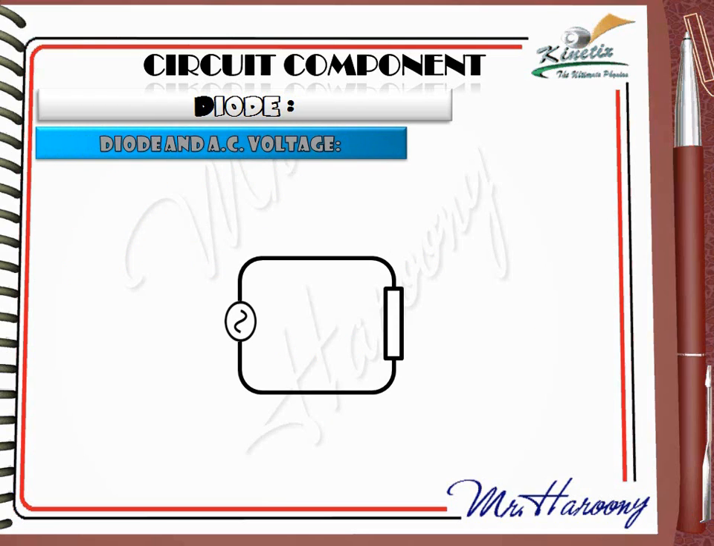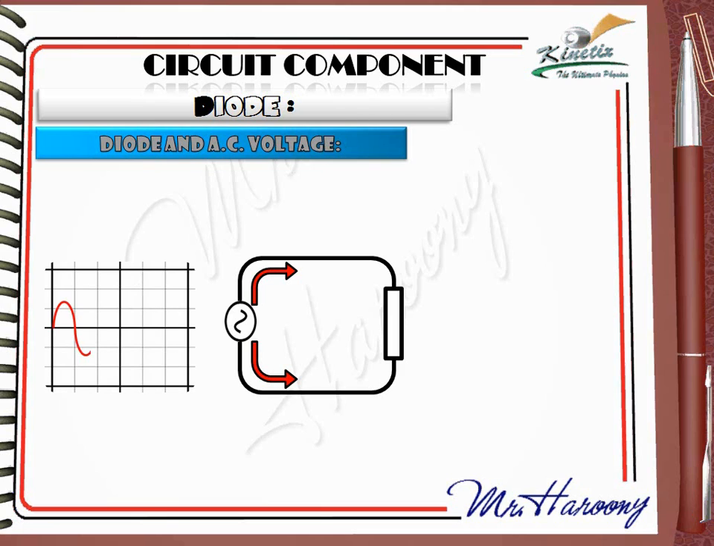The next part is the diode and the AC voltage. Let's first remember what is an AC. AC is explained as the current that flows in both directions, having positive and negative values. This is a representation of AC on the cathode ray oscilloscope. Now let's add a diode.